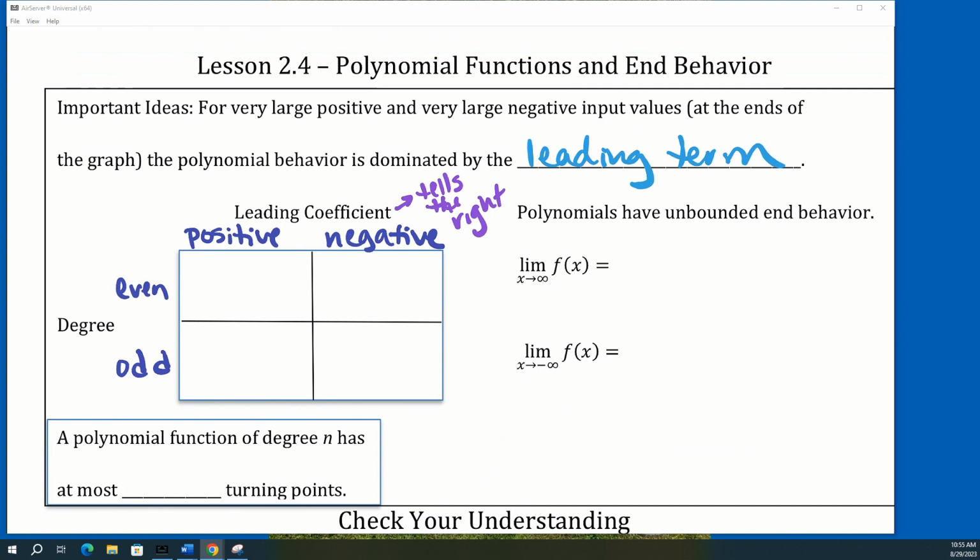If the function is an even degree, like x squared or x to the fourth, is the left going to do the same thing as the right, or the opposite? It's going to do the same. So the left is the same. On odd, the left is opposite.